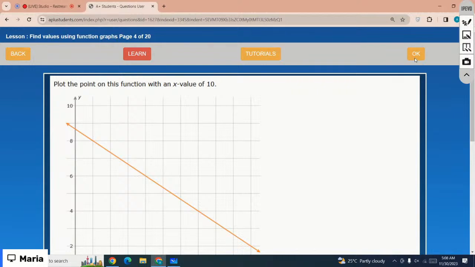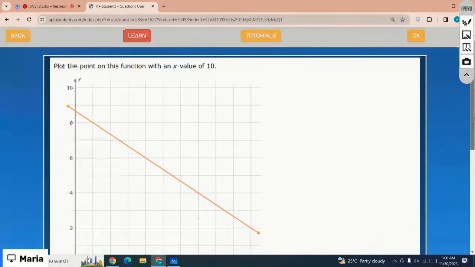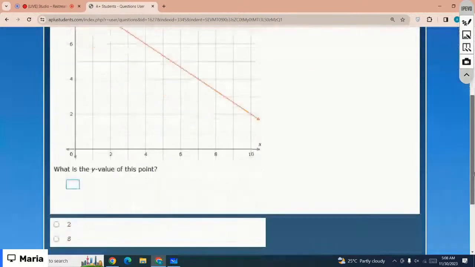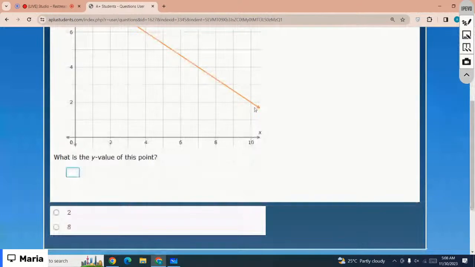Okay, plot the point on the function with an x value of 10. So when x equals 10, y equals 2. So the correct option is 2.